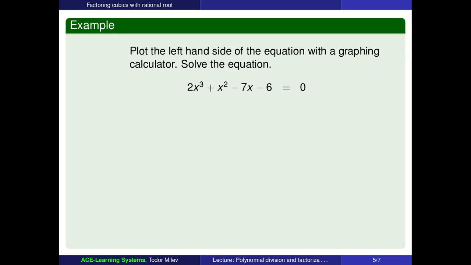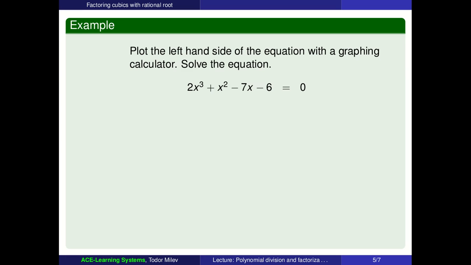In this example, we're asked to solve a cubic equation. The equation is 2x cubed plus x squared minus 7x minus 6 equals 0. Now, solving general cubic equations is difficult. It requires something called Cardano's formula. And that problem is too difficult for most exams.